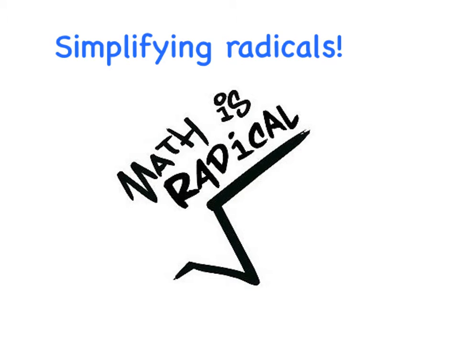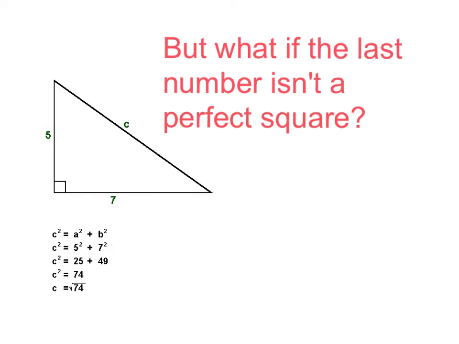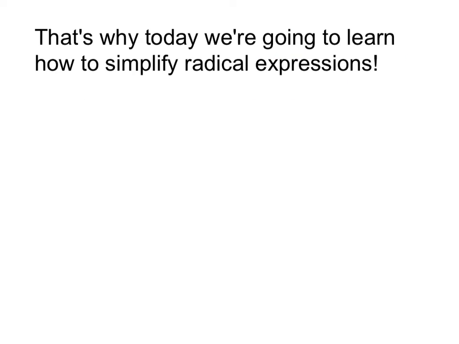Today, we are going to simplify radicals. In the last lesson, we learned how to use the Pythagorean theorem to find the measures of right triangles, using a squared plus b squared equals c squared. But what if the last number isn't a perfect square? That's why today we're going to learn how to simplify radical expressions.